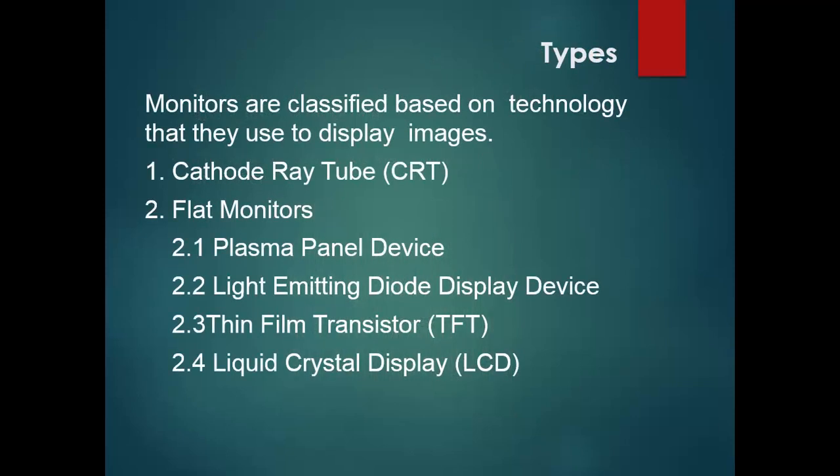Now let's classify the monitors on the basis of technology. These are cathode ray tubes and flat monitors. Under flat monitors, we have plasma panel, light emitting diode, thin film transistors and liquid crystal display devices. We will be discussing each one of them along with their working and advantages and disadvantages in the coming slides.